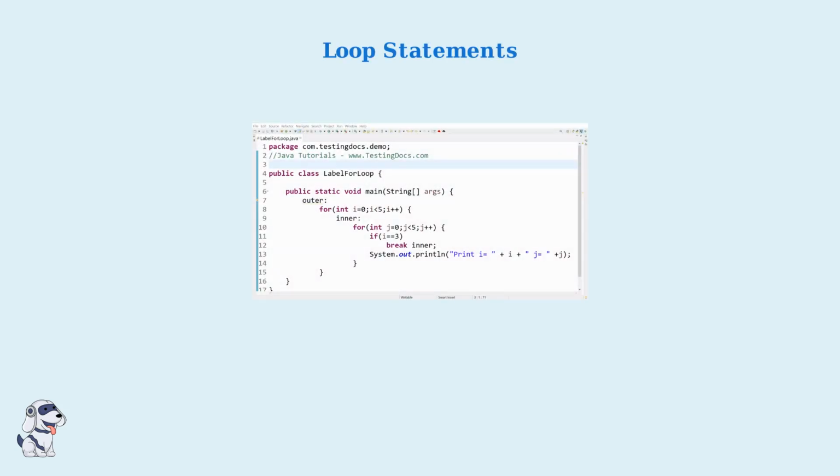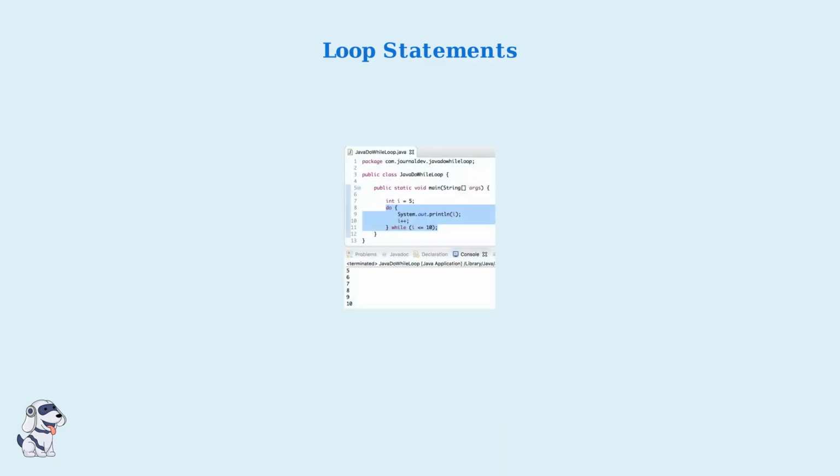Loops allow you to repeat code multiple times. Java provides several types of loops, including for loops, while loops, and do-while loops. Each has its specific use cases. The for loop is ideal when you know how many times you want to repeat something. It includes initialization, condition checking, and increment all in one line, making it very compact and readable.